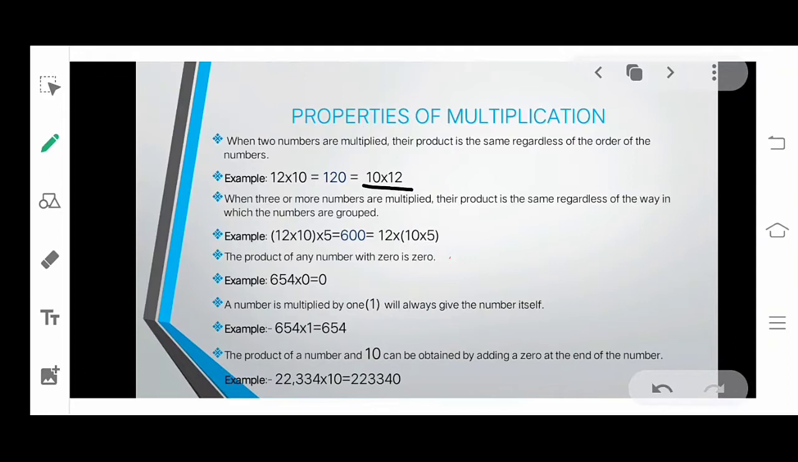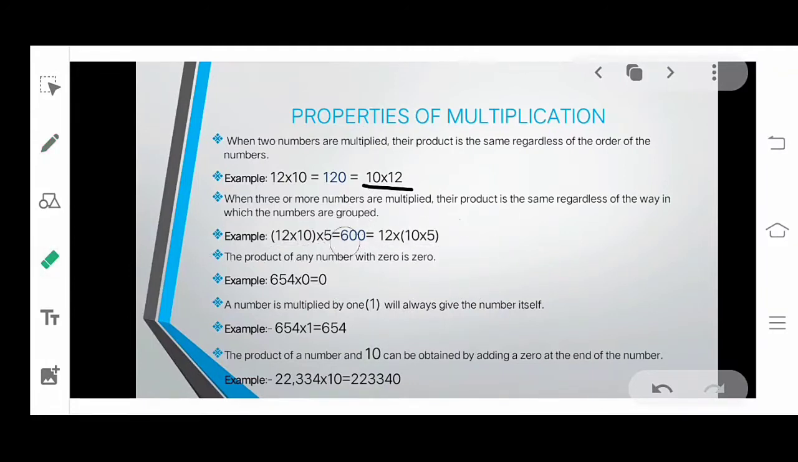Next, when 3 or more numbers are multiplied, their product is the same regardless of the way in which the numbers are grouped. For example, on your left side you can see that first of all 12 into 10 is multiplied, and the result is multiplied by 5. 12 into 10 becomes 120. After that it is multiplied by 5, so the answer is 600. But on your right side you can see that first of all 10 into 5 is multiplied, and then we multiply by 12. Again the answer is 600.